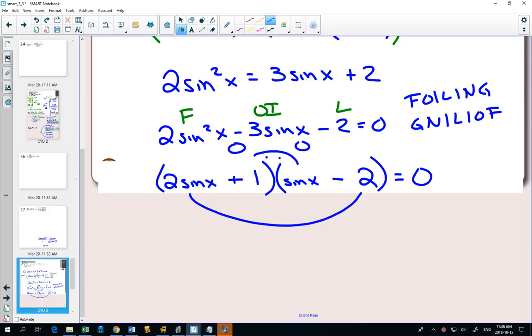If you're using the grouping method, sometimes you put brackets where you need to have a plus or minus sign. With the grouping method, you break this up into a 2 sine x and a 3 sine x. Actually, in the grouping method, you would do a sine x and a minus 4 sine x. This is sometimes a mistake that I see in the grouping method. So we write plus sine x minus 4 sine x minus 2.